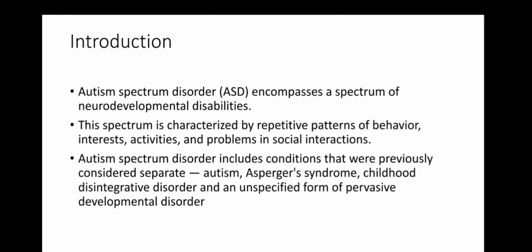So we need to know autism spectrum disorder is a spectrum of conditions, so it's not just one disease. This includes conditions that were previously considered separate. So the spectrum consists of autism, Asperger's syndrome, childhood disintegrative disorder, and an unspecified form of pervasive developmental disorder.